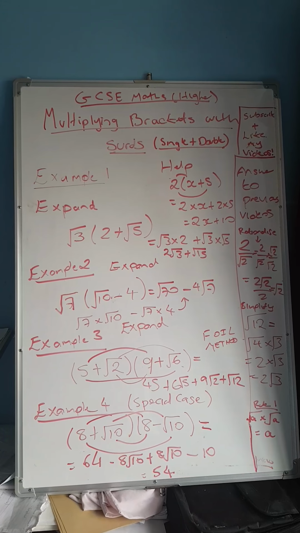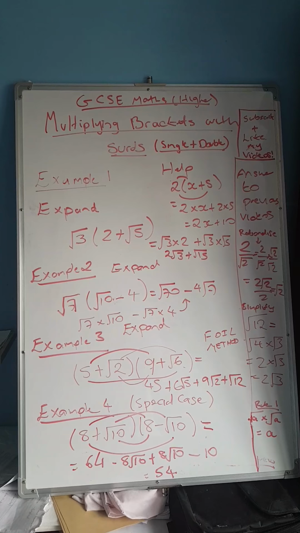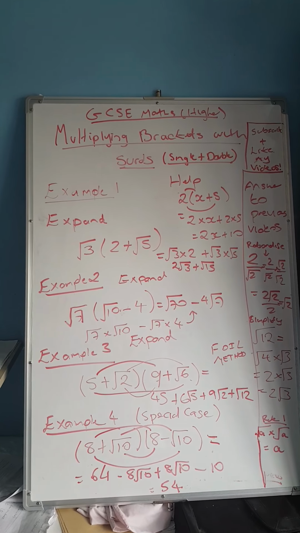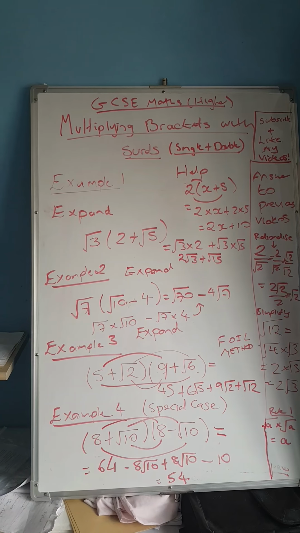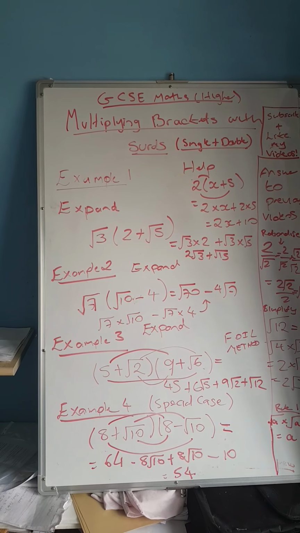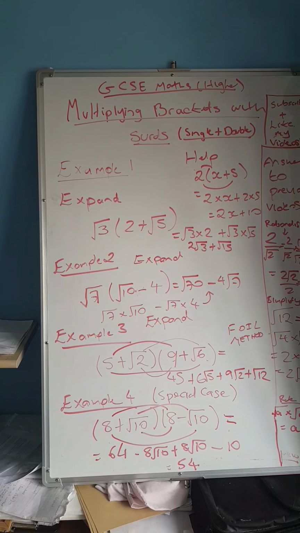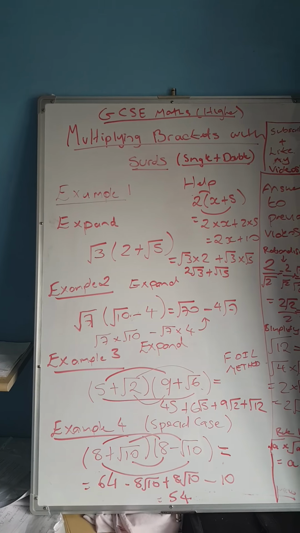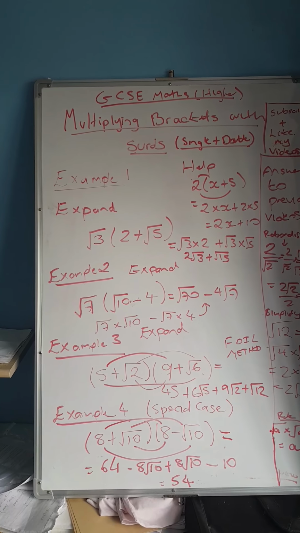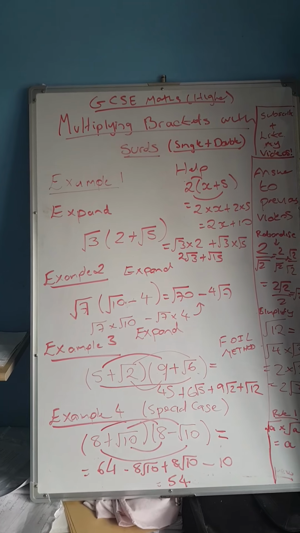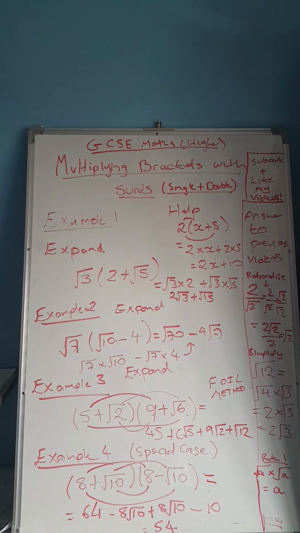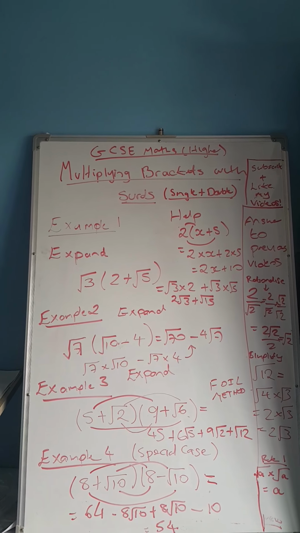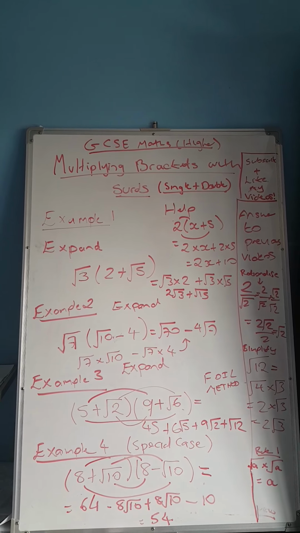And then finally, guys, expand. It's a special case: expand 8 plus root 10 times 8 minus root 10. This is what I call a difference of 2 squares. 8 times 8 is going to be 64. 8 times minus root 10 is going to be minus 8 root 10. Root 10 times 8 will be plus 8 root 10. And then plus root 10 times minus root 10 will give me minus root 100, which will give me minus 10. So my final answer would be 64 minus 10, which gives me 54, because minus 8 root 10 plus 8 root 10 will cancel each other out.